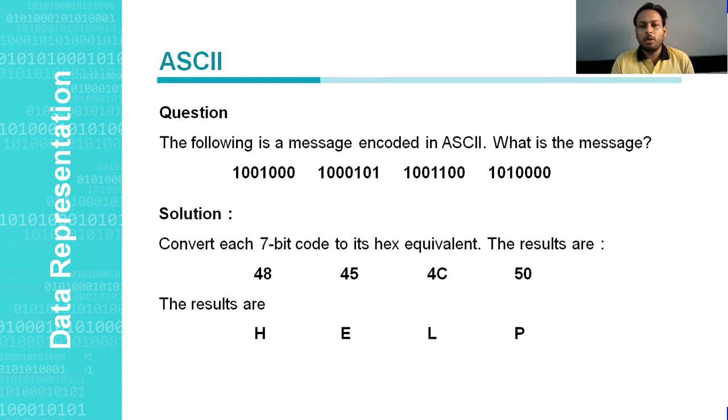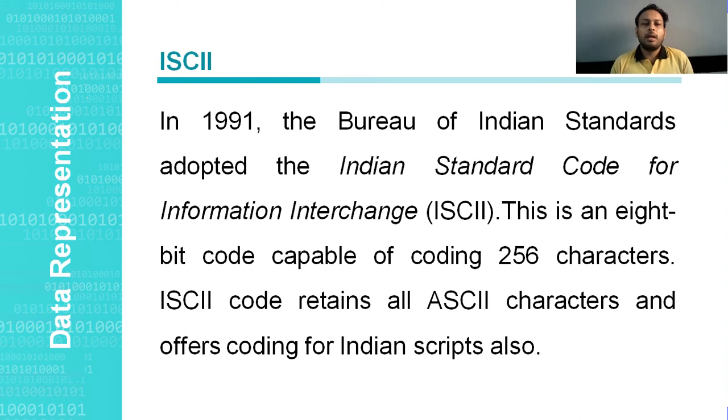Okay, next is ISCII. In 1991, the Bureau of Indian Standards adopted the Indian Standard Code for Information Interchange. That is the full form of ISCII. This is an 8-bit code capable of coding 256 characters, double the ASCII characters. So the ISCII code retains all the ASCII characters and offers coding for Indian scripts also, like Devanagari, Bangla, Odia and all. So different languages have different codes.